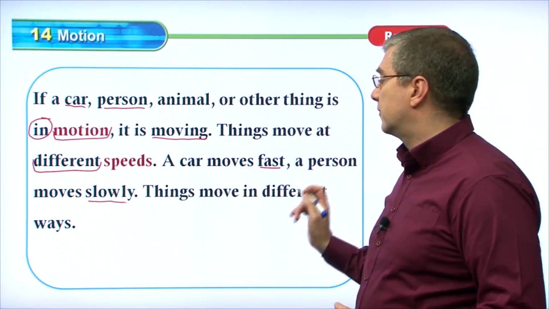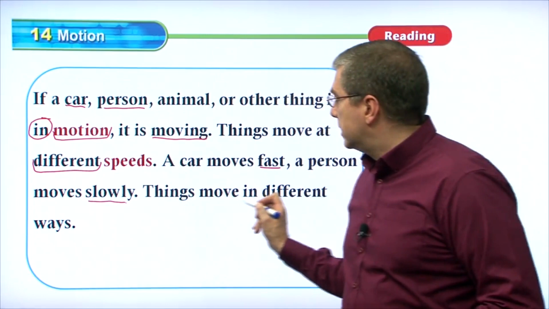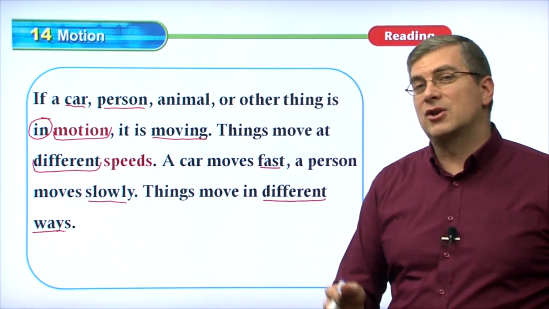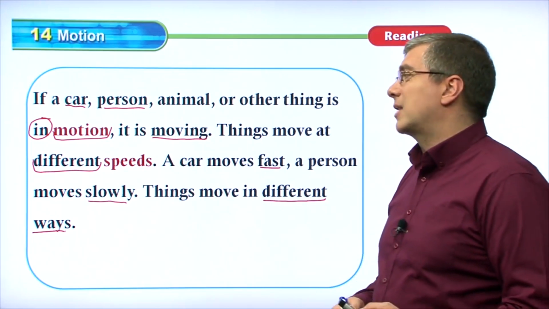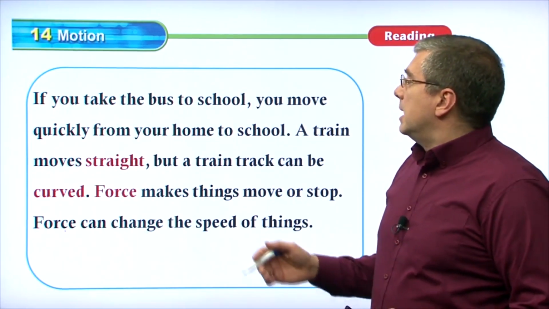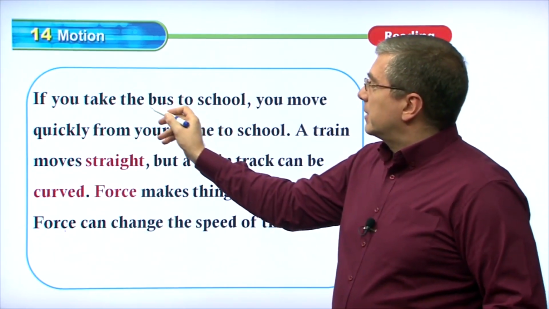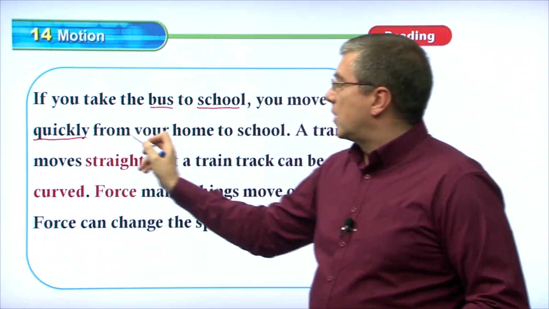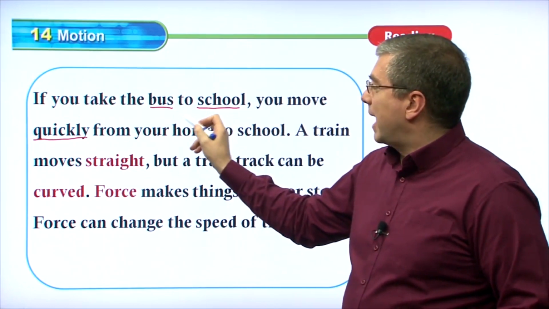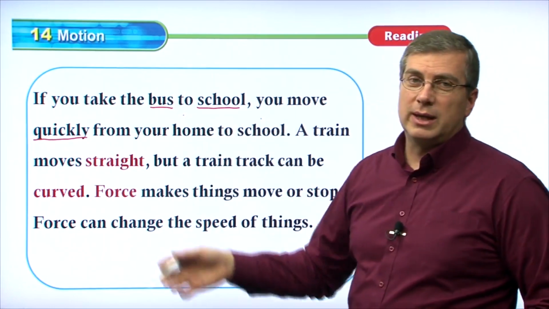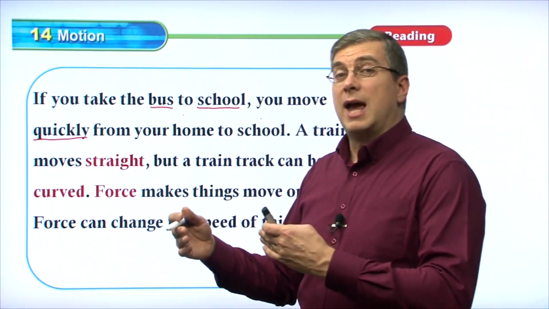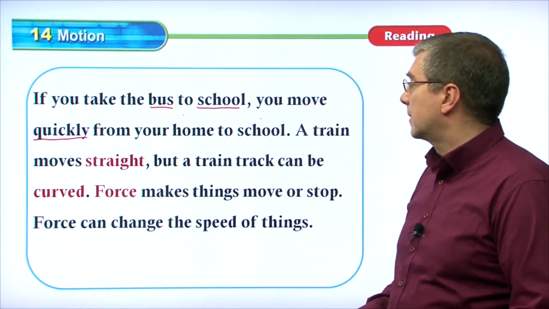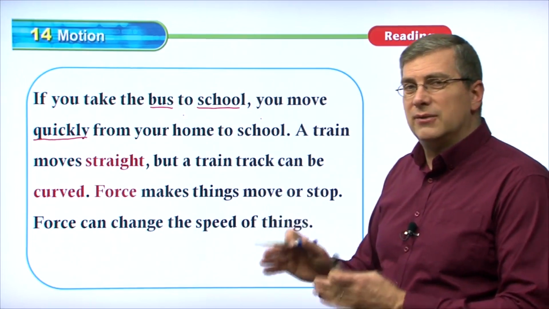Things move in different ways. Now we're talking about different ways, also different directions. So what kinds of different directions are there? Well, first of all, if you take the bus to school, you move quickly from your home to school. So you're going from A to B, you're moving quickly because a bus moves at a faster speed than a person walks. Now we're talking about things move in different ways.